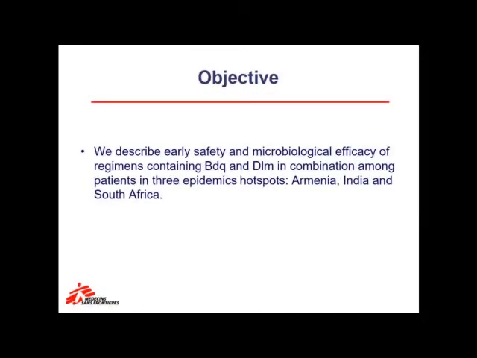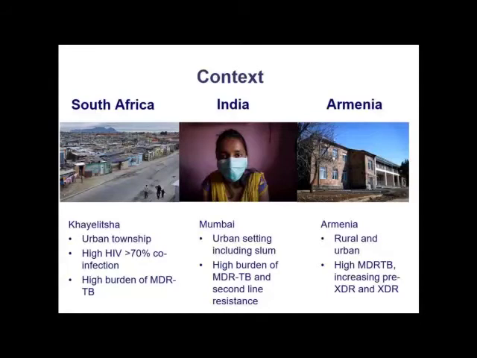Here we're going to describe the early safety and microbiological efficacy of these regimens containing bedaquiline and delamanid in 3 epidemic hotspots: Armenia, India and South Africa. In South Africa, Khayelitsha is an urban township with a very high HIV-TB co-infection rate of 70% and high burden of MDR-TB. In India, Mumbai is an urban setting, including a large slum, with high burden of MDR and very high second-line drug resistance. In Armenia, it's both a rural and urban setting with high MDR-TB and increasing levels of XDR.